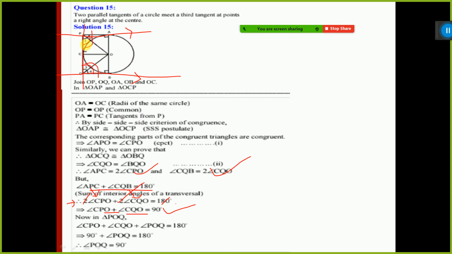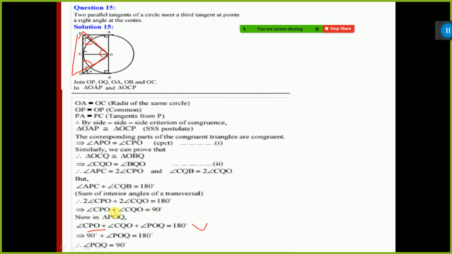CPO means this angle. Let me remove everything. That means CPO means this angle, plus CQO, that is this angle, plus POQ. See here, this equal to 180 degree because it is angles of a triangle PQO. This is one triangle. So total it is coming 180 degree.